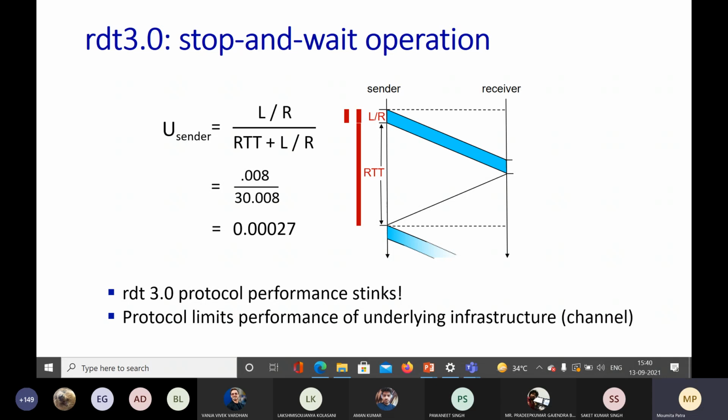0.0027. So the utilization in RDT 3.0's performance is quite bad, because the utilization of the resource available to the sender is very low. The performance becomes very bad because the sender is simply waiting for an acknowledgement after sending a packet. Until that time, the resource is not being used at all.